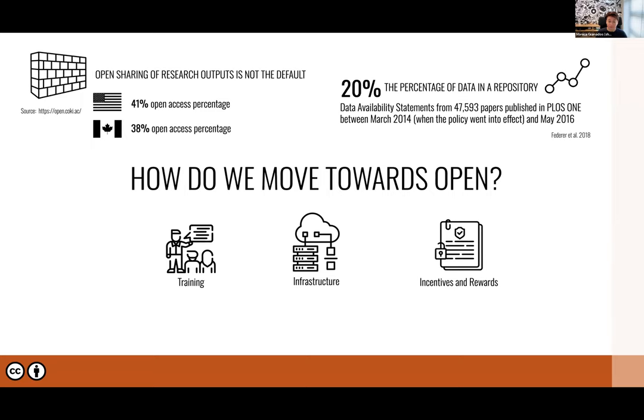So linking that back to training. So one of the things that we need to think about is how do we change tenure and reward structures? How do we change policies to encourage a culture change towards open? So I want to talk to you a little bit about open access policies and what an open access policy should look like.